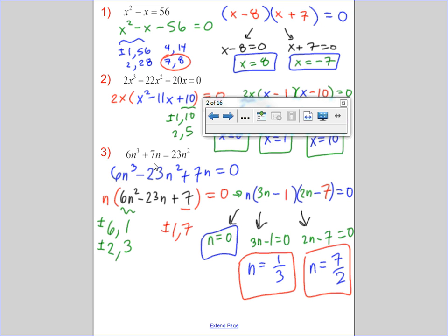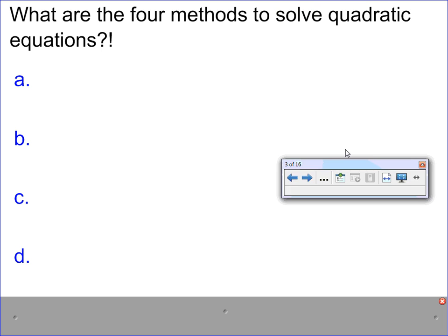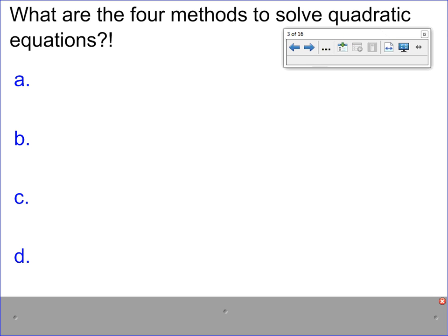Then next, we're going to go ahead and list the four different methods we have. And so we've got lots of methods here, right? Go ahead and share with the class one method when I call on you. So what's one method that we used for solving quadratic equations? What was one method that we used?